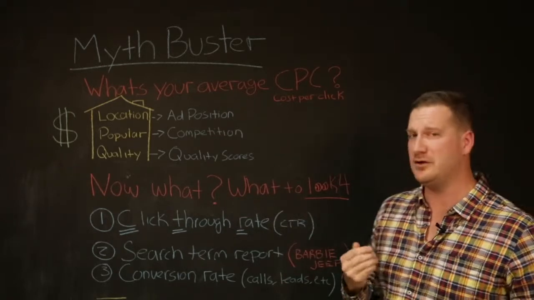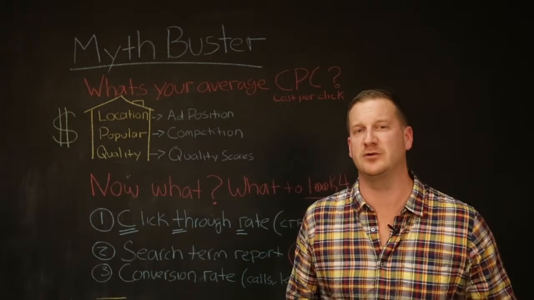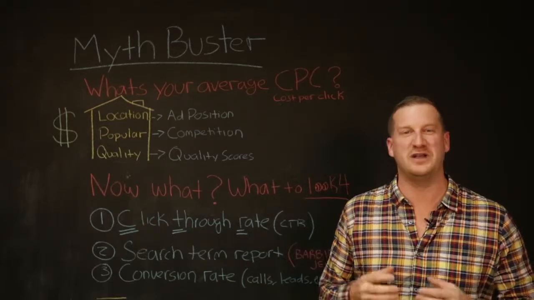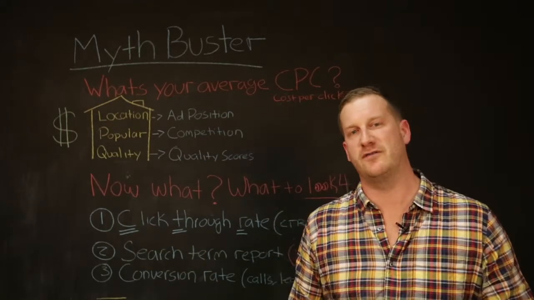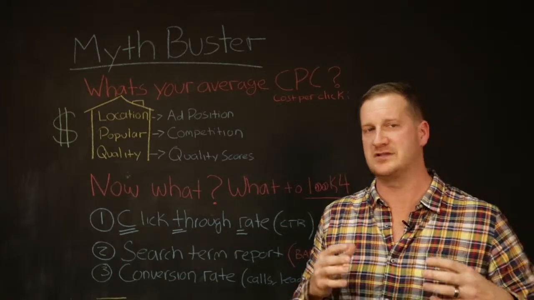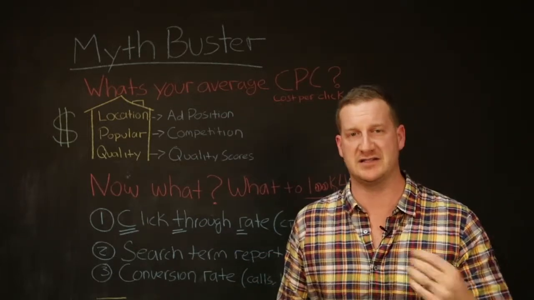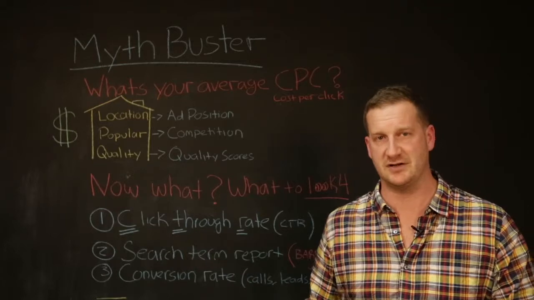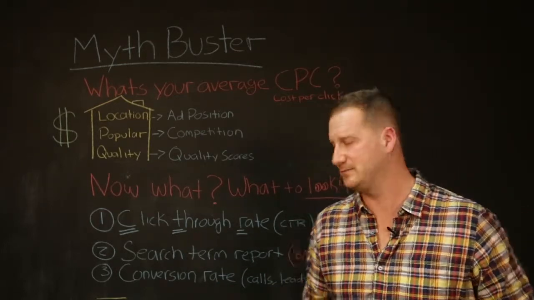Now what? So what do you want to look for? You want to look for, one, the click-through rate. So an average click-through rate is really hard to determine as well, but the benchmark that Google sets is anywhere from 1 to 2%. We always try and strive for 2+, but this is for search ads. Now if you're talking about display or remarketing, that is actually much different. But you want to look at the click-through rate because you don't want it much less than 1%.